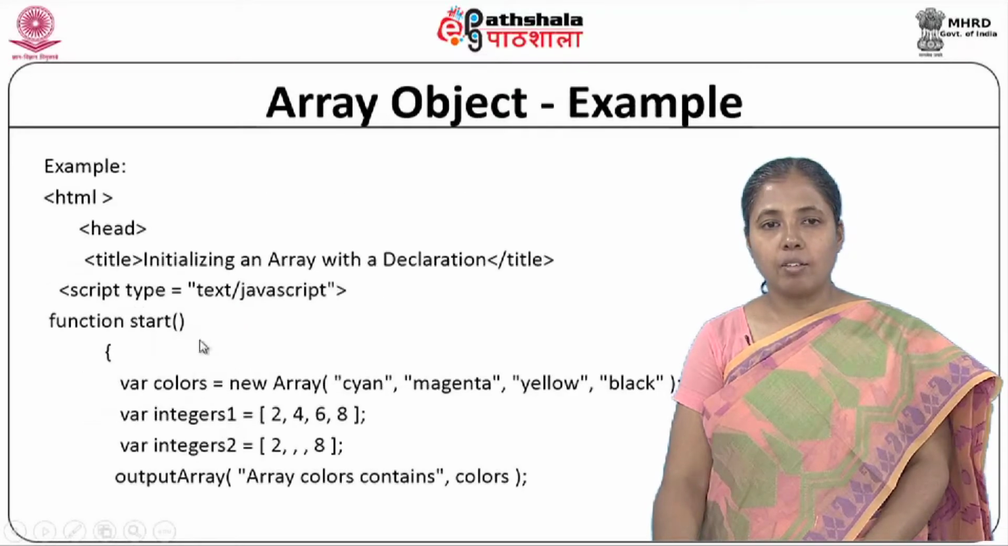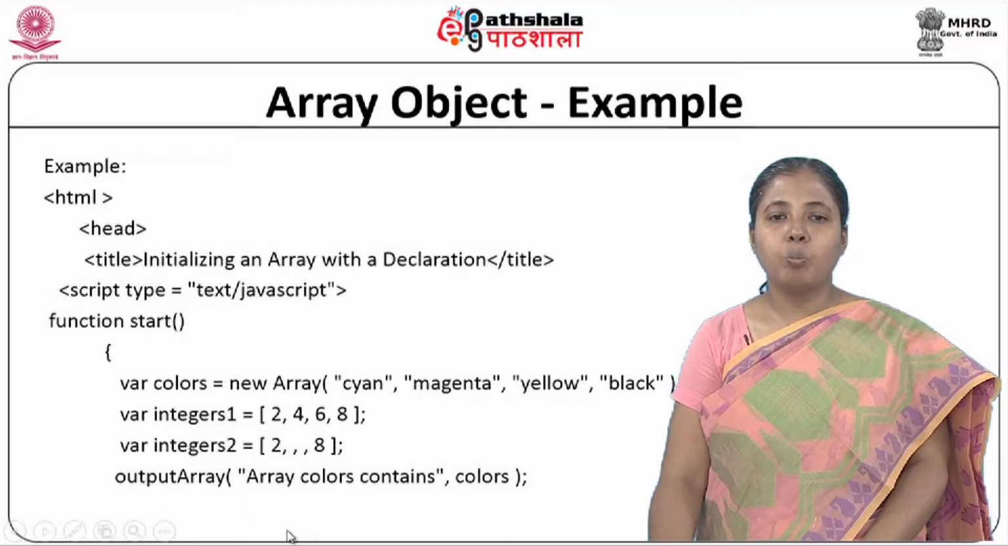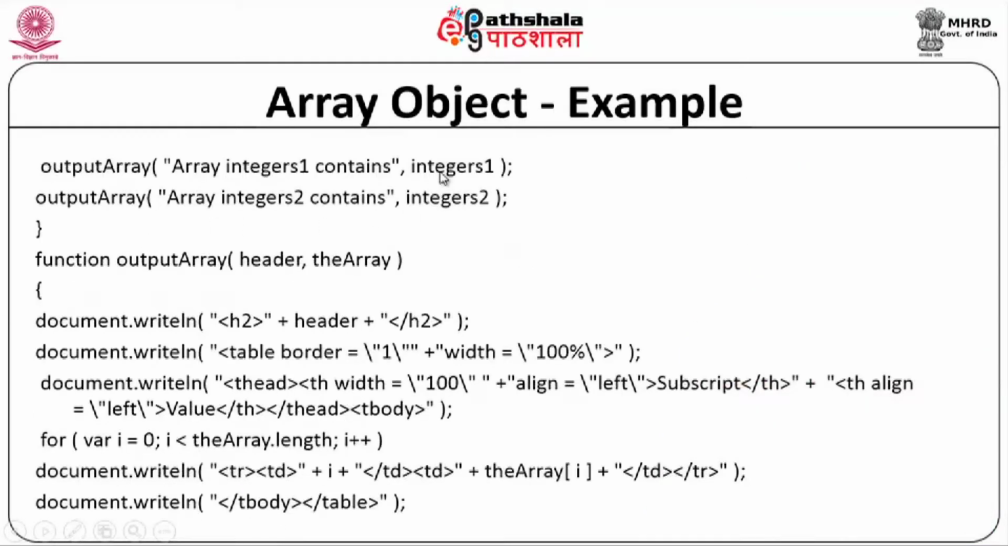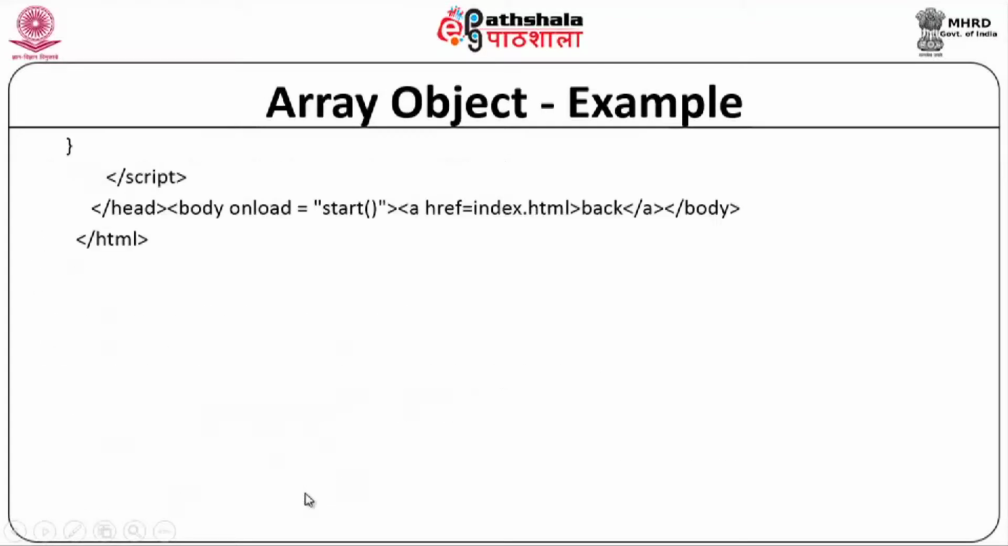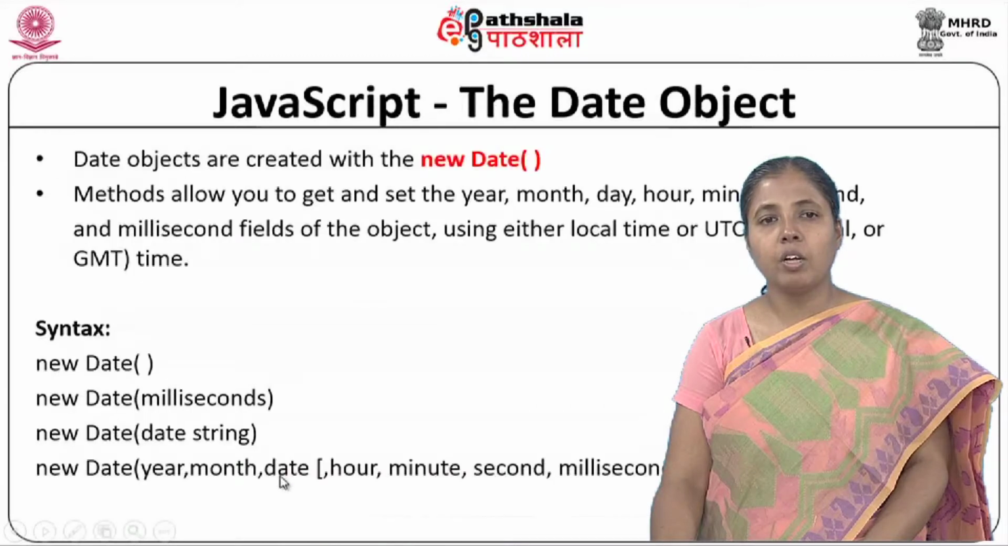So, coming to this example, we can clearly understand that you create an array, you assign values to the array, and you create another two arrays like integers1 and integers2. And now you want to call a function like outputArray, on all these arrays. So, we define a function called outputArray and you put different colors and then you are trying to print this array object. So, you can see here array colors contains these things, array integers1 contains all these things. You can work with arrays.